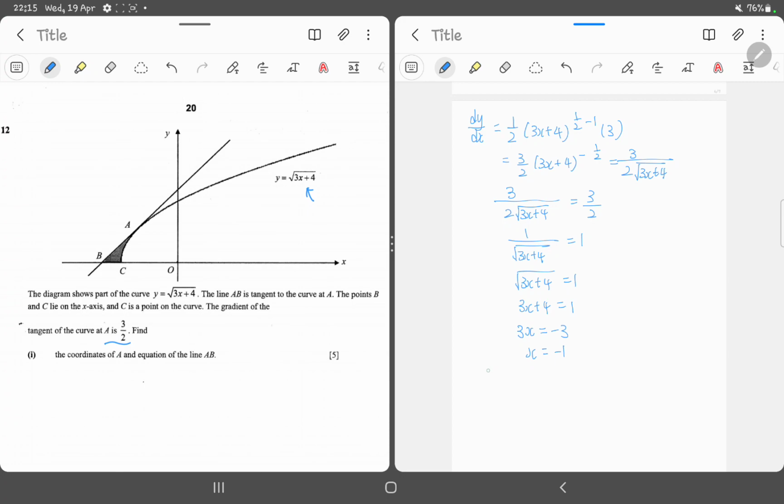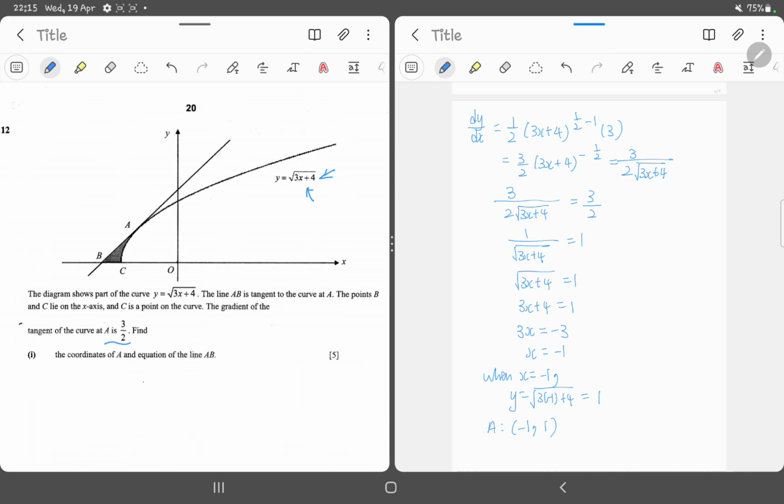When x equals minus 1, substituting it into the equation of the curve, we get y equals square root of 3 times minus 1 plus 4, which equals 1. So we have the coordinates of point A, which is (minus 1, 1).